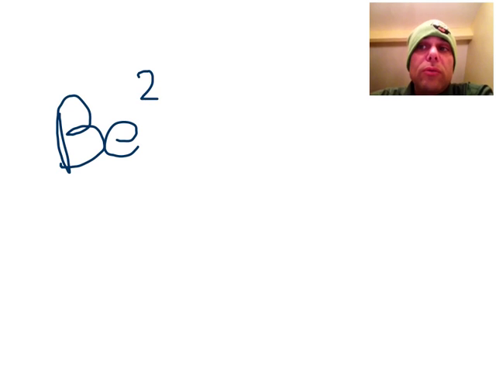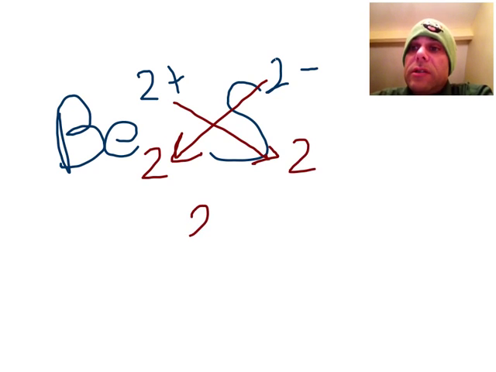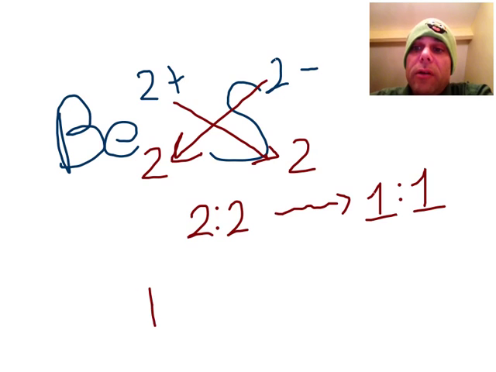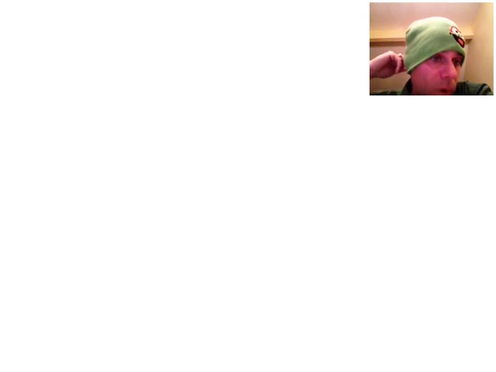So far so good. Let's do some more. Let's do now beryllium, Be2+, and let's see what happens when it combines with sulfur, which is a 2-. Do the crisscross, a 2, a 2. Now this is a 2-to-2 ratio. A 2-to-2 ratio could also be reduced to a 1-to-1 ratio. What does that make the formula? BeS.